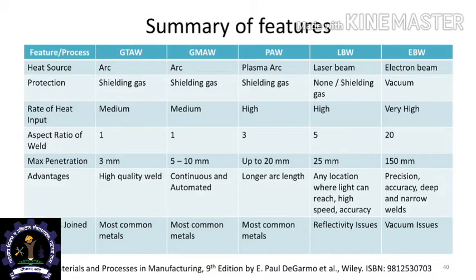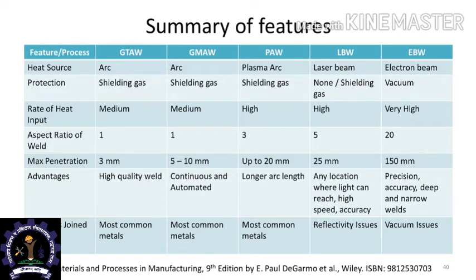We would see that, for example, for GTAW the heat source is arc, the protection mechanism is by the shielding gas, and the rate of heat input is moderate, and the aspect ratio of the weld is 1, which means that you cannot make very deep welds. The width and the height of the weld are roughly the same, and maximum penetration is given as 3 millimeters, which means that these are meant for thin to thick sheets, but not very thick plates.